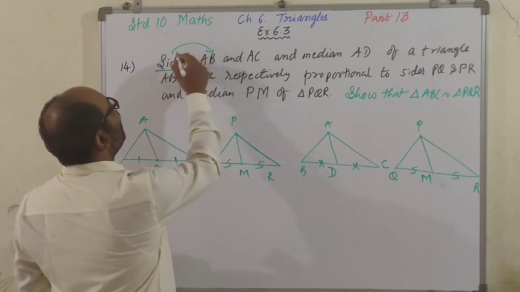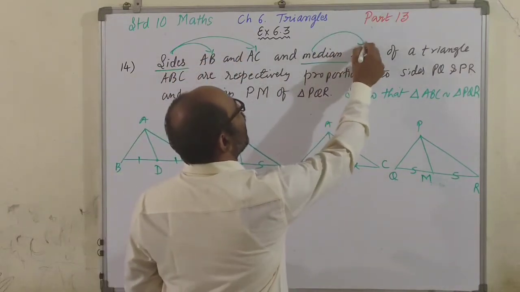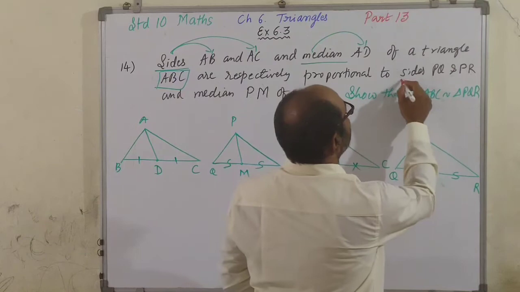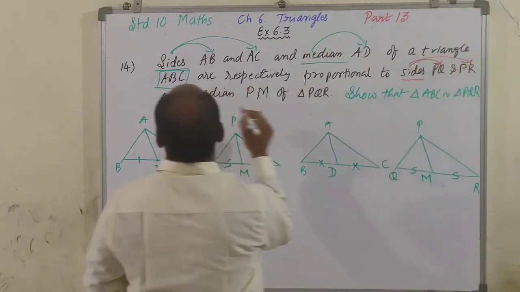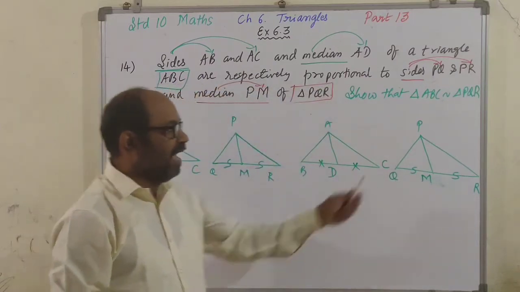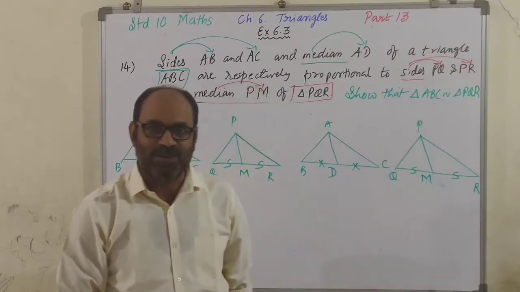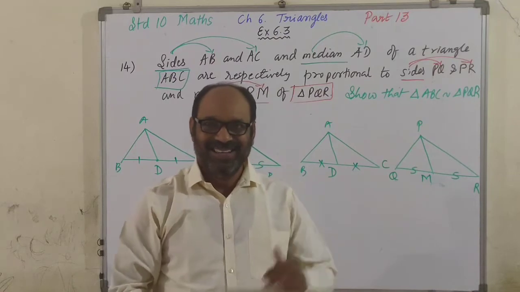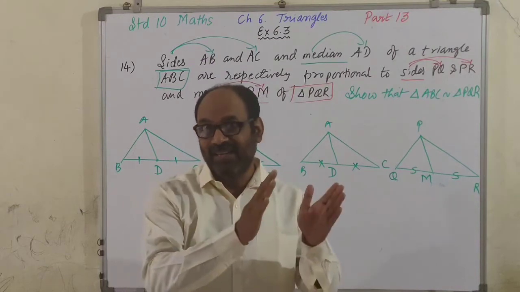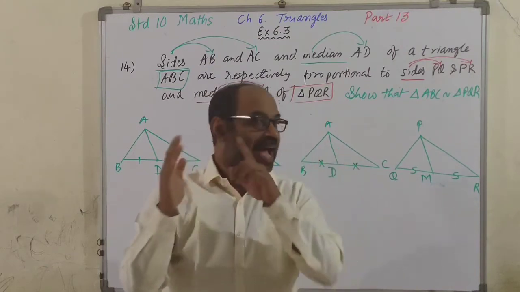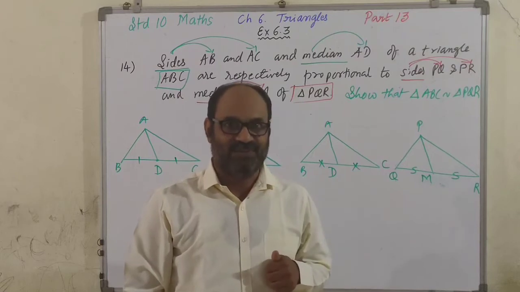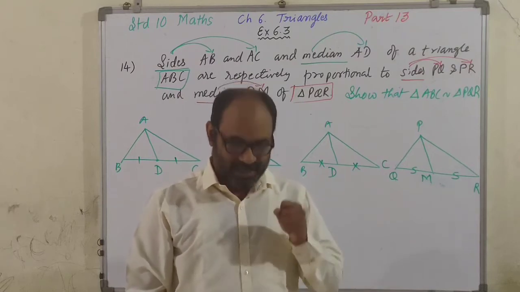Sides AB and AC and median AD of triangle ABC are proportional to sides PQ and PR and median PM of triangle PQR. Prove that triangle ABC is similar to triangle PQR. You might wonder, this sum we have already done. Yes, number 12. But there is a slight difference between number 12 and this number 14, and that difference makes our proof very tough. Now let's first discover what the difference is.